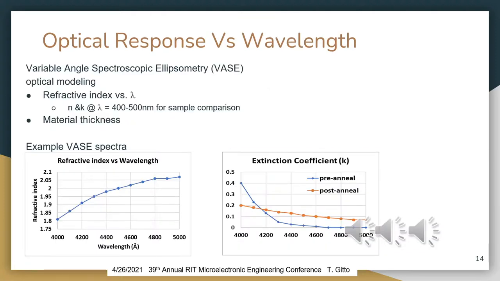So this data was captured from one of our best wafers that we did TFTs on and took the material samples with. We have a spectrum from 4,000 angstroms to 5,000 angstroms. This is how our VASE, which is ellipsometry, finds the thickness as well as the refractive index and extinction coefficient.